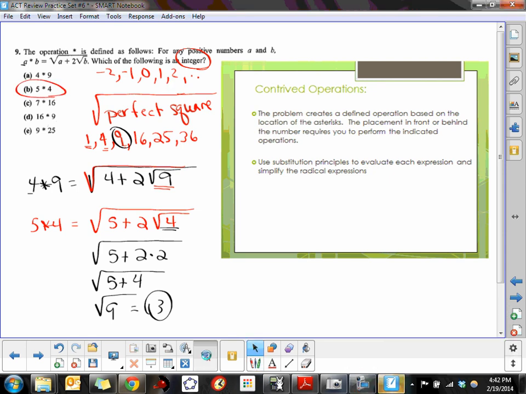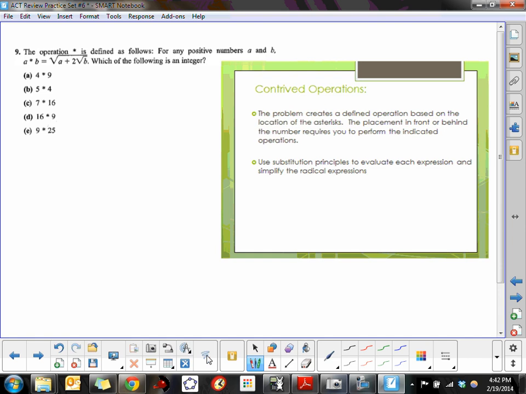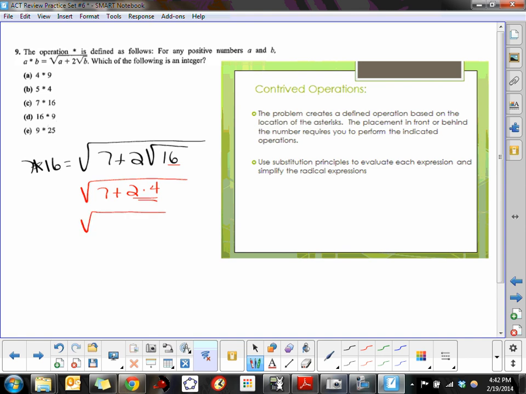I'm going to do just one more example and show you what it looks like when they don't work again. 7 star 16. It means take the square root of 7 plus 2 times the square root of 16. The order of operations forces me to do the square root of 16 first, which is 4. The order of operations forces me to do the multiplication before addition. So it's 7 plus 8. And 7 plus 8 is 15, and 15 is not a perfect square, so that's not it.